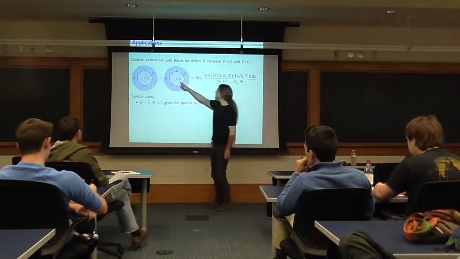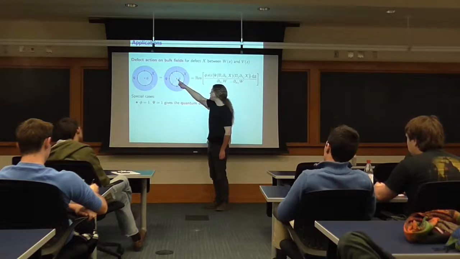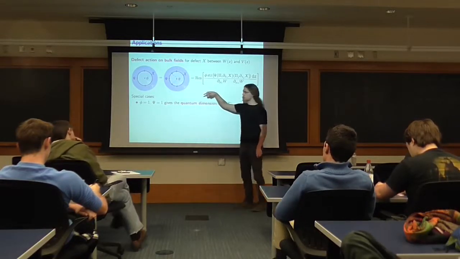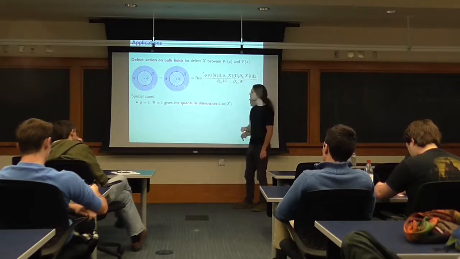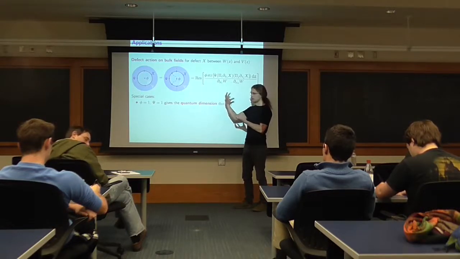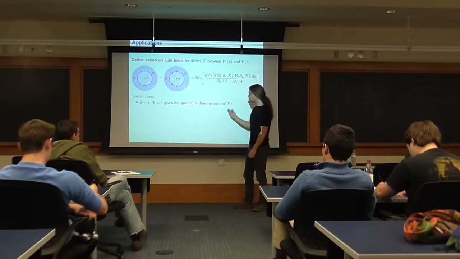If phi is equal to the identity, and psi is equal to the identity, then all this picture shows is just a loop, right? So it's the action of the defect on the identity field, and then I get something in the outer theory, and this something is called the quantum dimension of X.